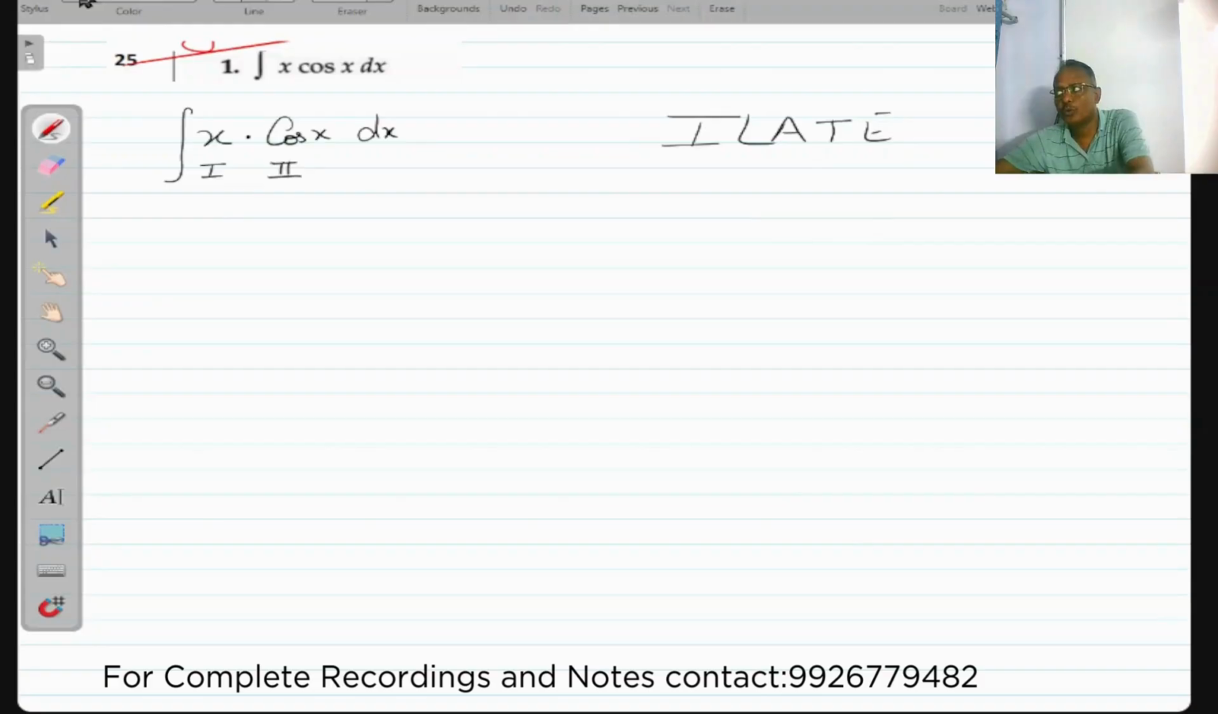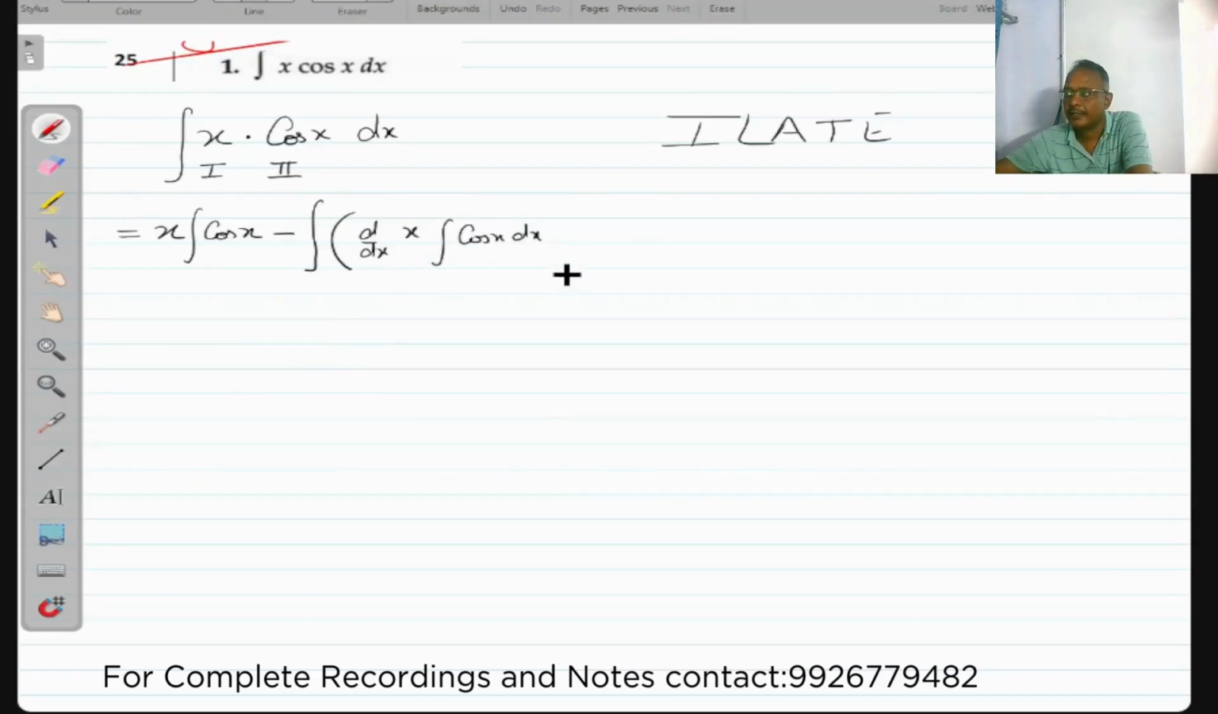What did the rule say? First function, integrate the second, minus, in the very big integral there is a gift. That gift is the differential of first, integral of second, dx. Put a dx again outside, plus c, and the answer is ready. Integral of cos is sin x, not minus, remember this.